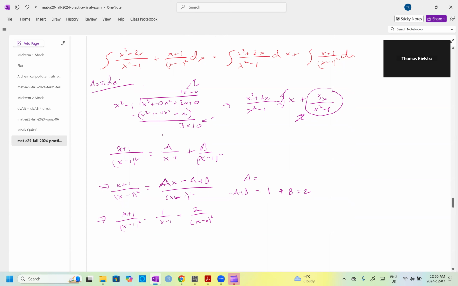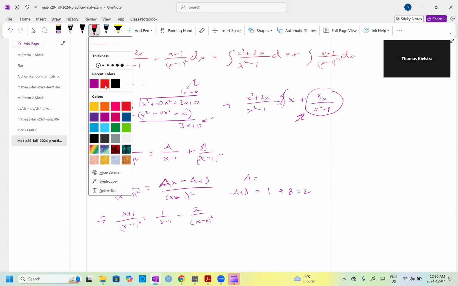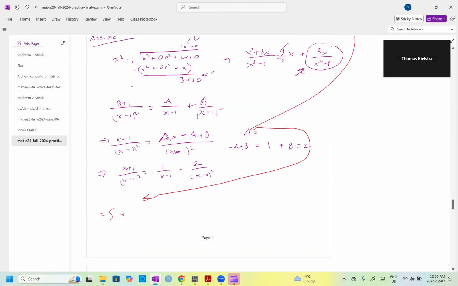Combining all of this, we go back to our original question, pulling this all the way down to here. The integral equals the integral of x plus 3x over x squared minus 1 dx plus the integral of 1 over x minus 1 plus 2 over x minus 1 squared dx.